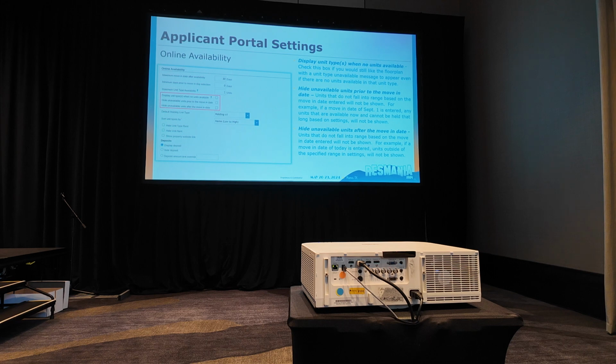If we want all units to be shown, maybe I don't have something that is available today, but I've got something that is available at the end of June or middle of July. If those boxes are unchecked, we're going to be able to see those future units. We'll have that move-in date on that button for that unit. Does that make sense to everybody? Excellent.